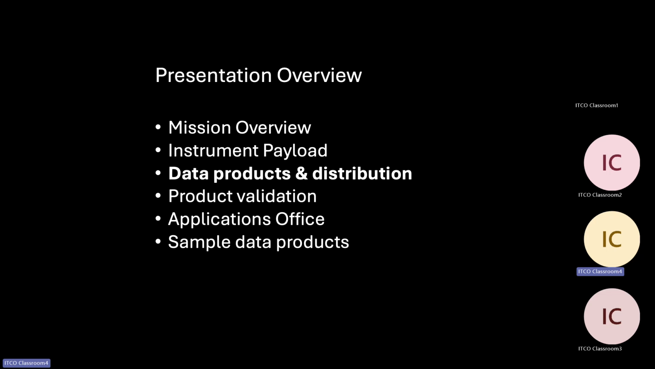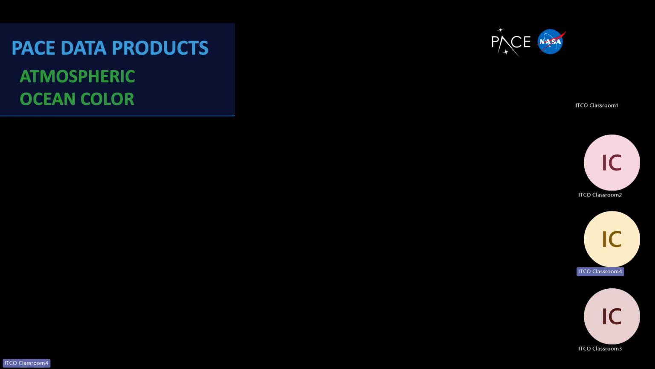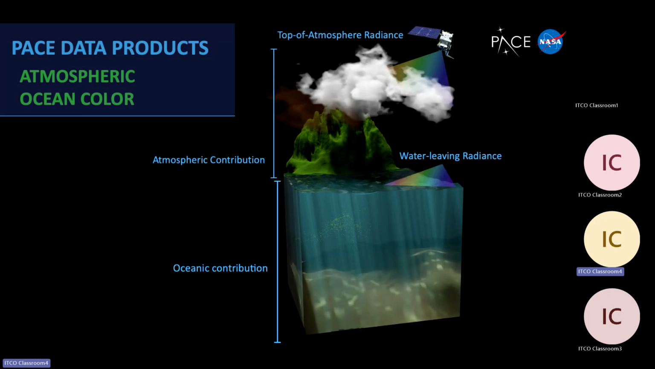Okay, so getting into the tail end now, data products and distribution. That might be what you guys are more interested in. What are we doing with PACE? As I mentioned, it's a multidiscipline mission, so we've got atmospheric and oceanic products. When we're at the top of atmosphere over the ocean, we're seeing not just the ocean signal, we're seeing the aerosol signal as well.